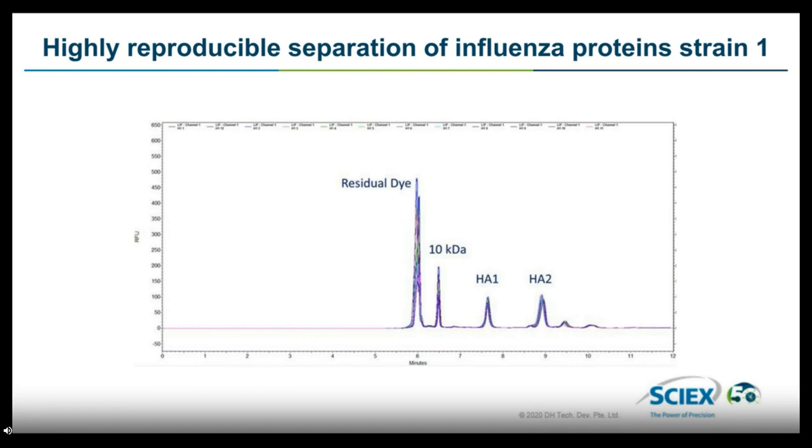As part of this development work, we ran 12 replicates of each of these seasonal strains, and an example is here in this electrophoregram of 12 replicates superimposed on each other, and you can see there's excellent reproducibility with minimal shift of migration time.